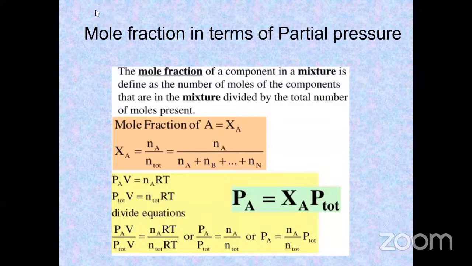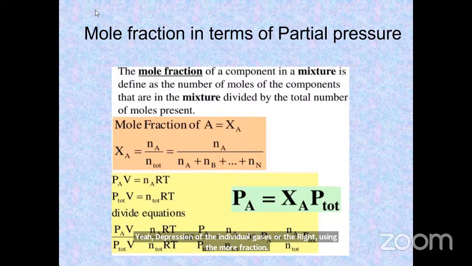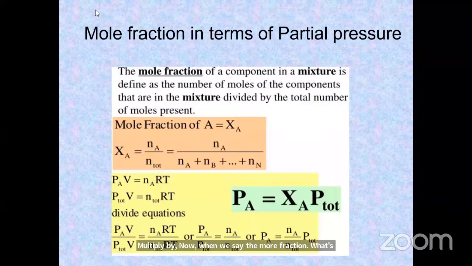We can get our pressure, the pressure of the individual gases or the total pressure, by using the mole fraction multiplied by the pressure. Now, when we say the mole fraction, what it simply means is that if you have a mixture of gases, like in this case, we are talking about Dalton's law, each of those gases will have its number of moles. So the mole fraction tells us about the number of moles of each component.